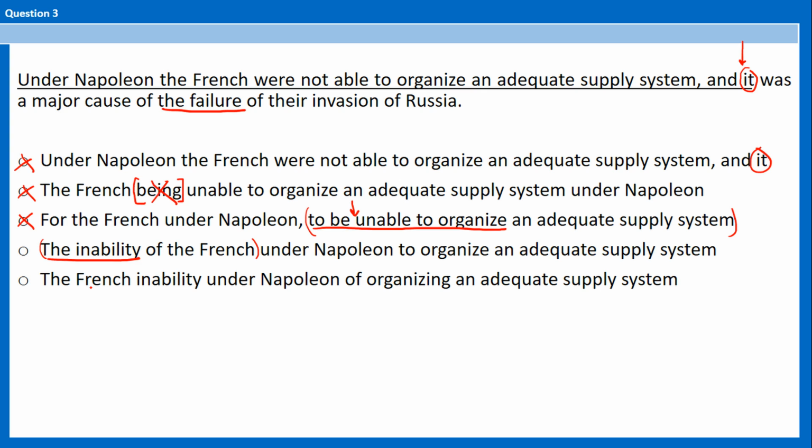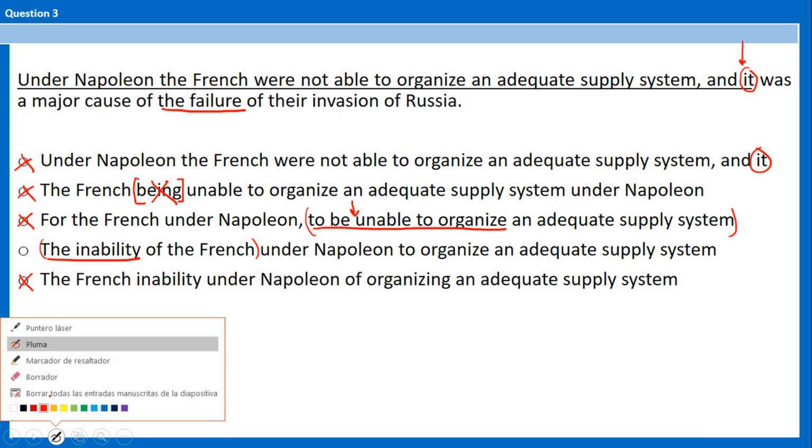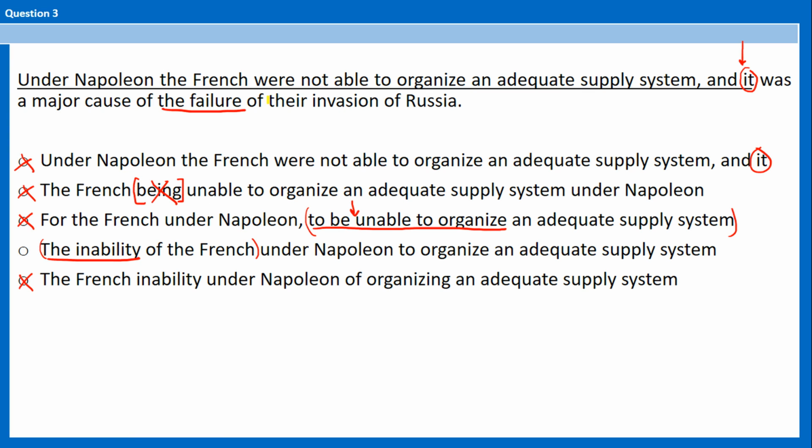And then the last one, you have the French inability. No, that's wrong. Also, in the portion that is not underlined, we have the pronoun their. Who are they? It needs to be something plural. Well, the French, by the way, is plural. Okay? In the last one, there wouldn't be a referent because French is not a noun. In the last one, French is an adjective that describes the inability.